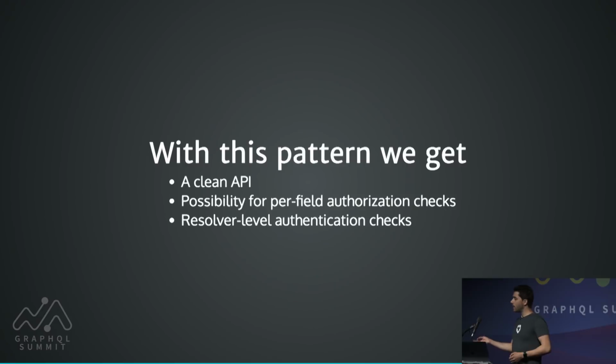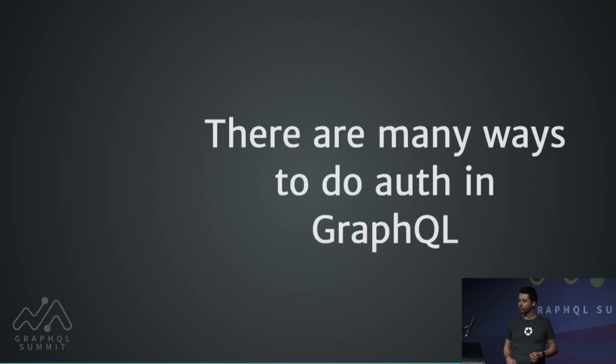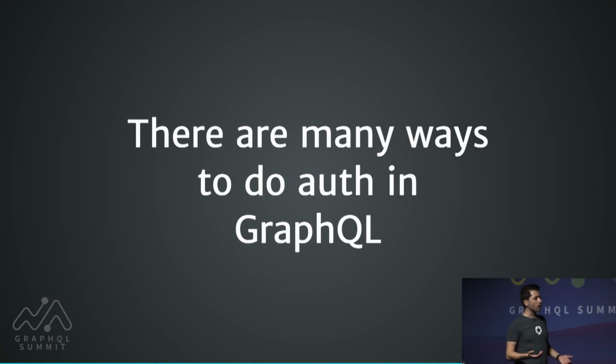The other nice thing we get is the possibility for per field authorization. So we can omit certain fields from being returned if we don't want a user to get access to specific fields. And we've got really nice resolver level authentication checks. So those are the two ways that I thought would be useful to go over. But the truth is there are a lot of ways to do authentication in GraphQL. And there are a lot of different opinions about it, too.